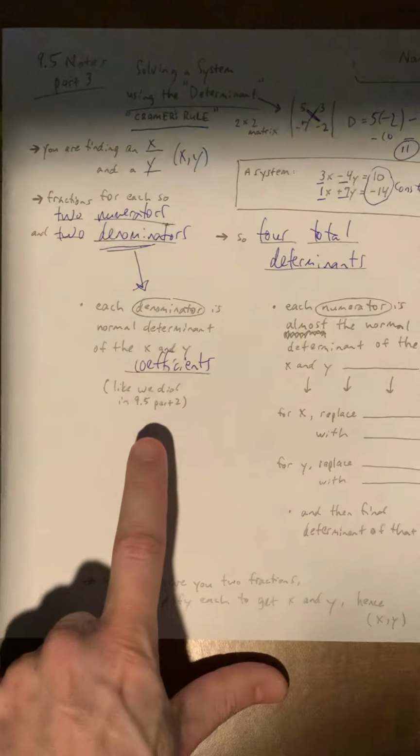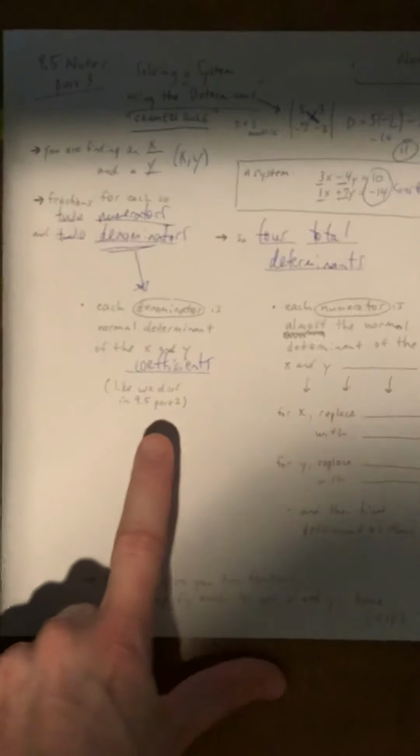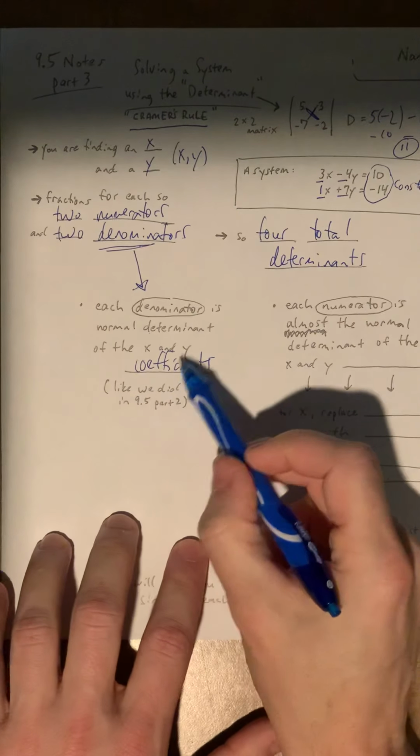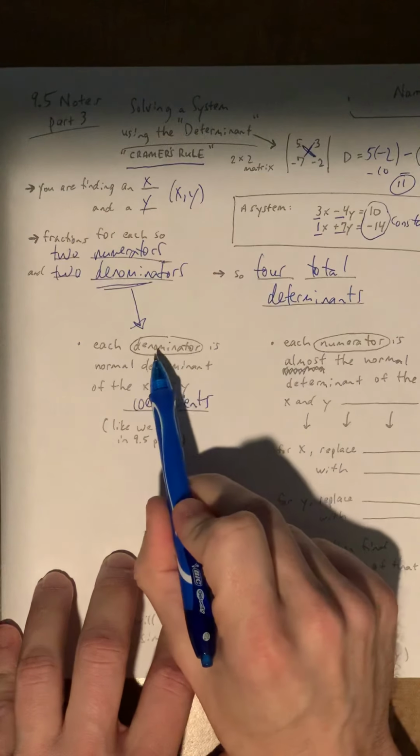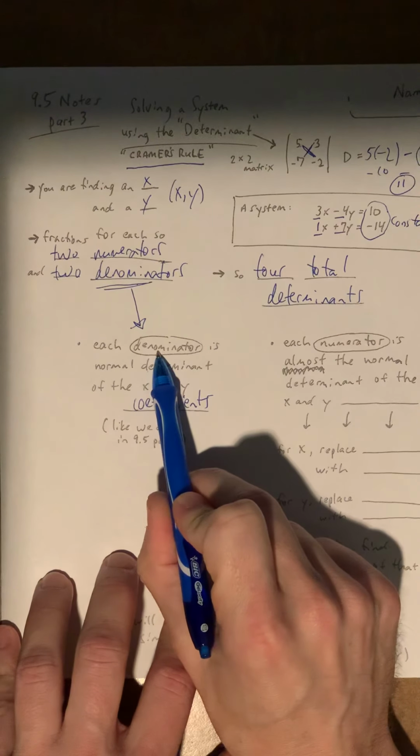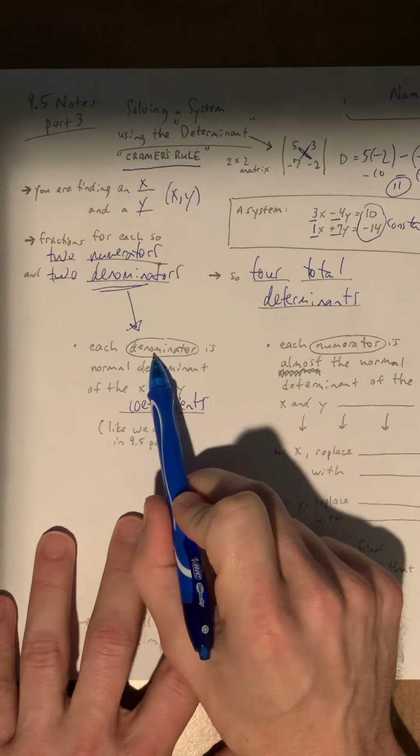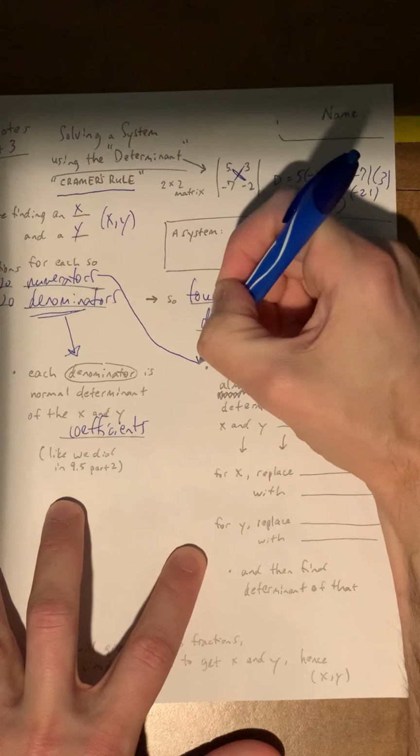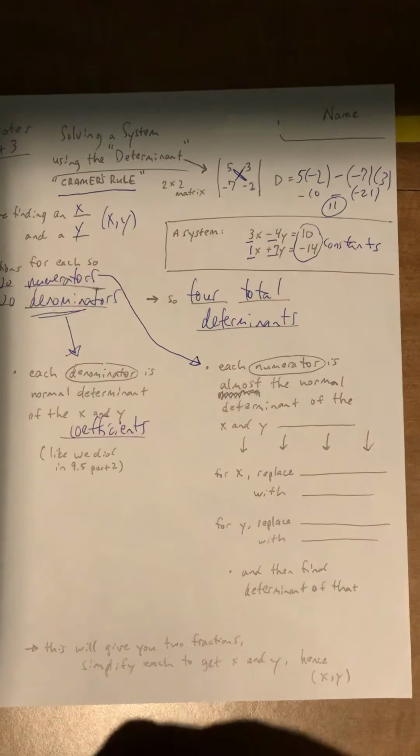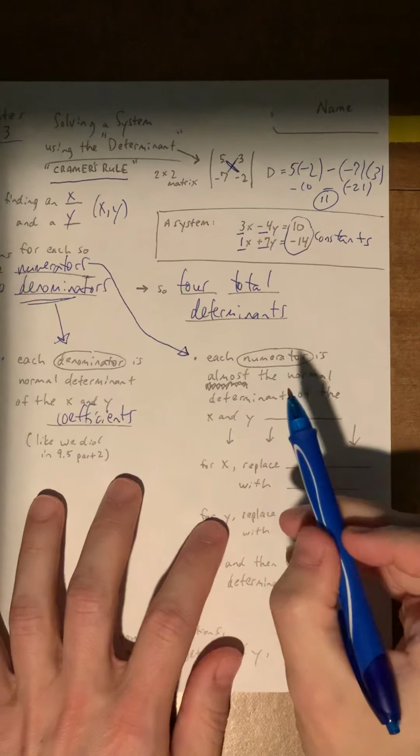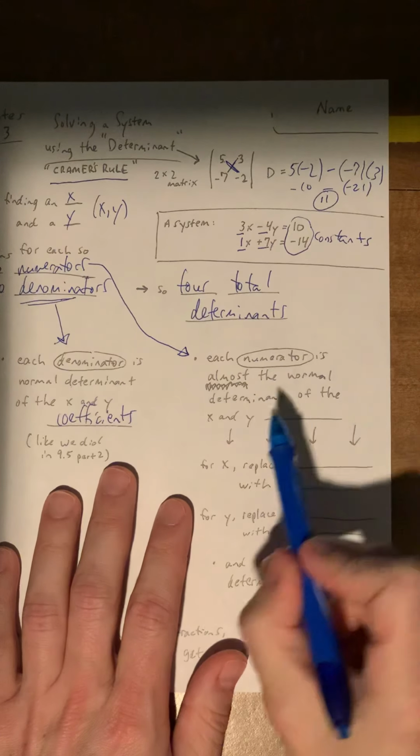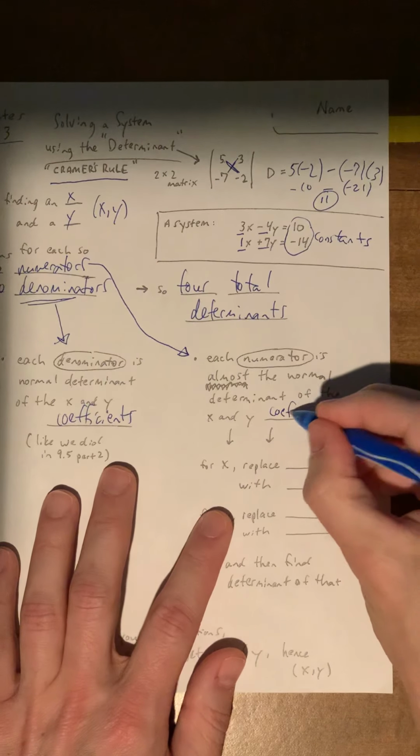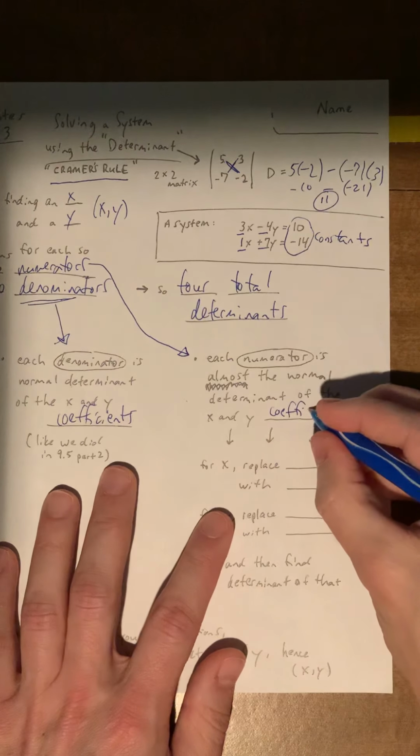And we did this in 9.5 part 2, like I mentioned right here. So you get your xy coefficients, you find the determinant of those, and that is your denominator on each of your x and y, both of your denominators, your bottom numbers, okay? Now, the way you figure out the numerators, the 2 numerators, one for x, one for y, is you also calculate the determinant. It's almost the normal determinant of the x and y coefficients, just like we did for the denominators over here.